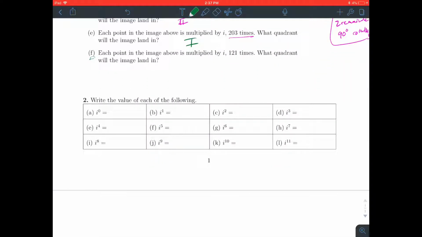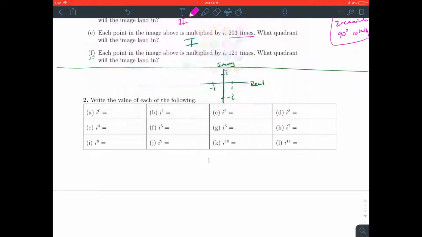Okay, question 2, write the value of each of the following. So there's a number of ways to do this. You can think about all these things algebraically, but my favorite way to do it is to think about them graphically. So I'm going to draw a complex plane, and I know from the work we've been doing in class the last couple of days that the answers to all these questions will either be 1 on the real axis, -1 on the real axis, +i on the imaginary axis, or -i on the imaginary axis.